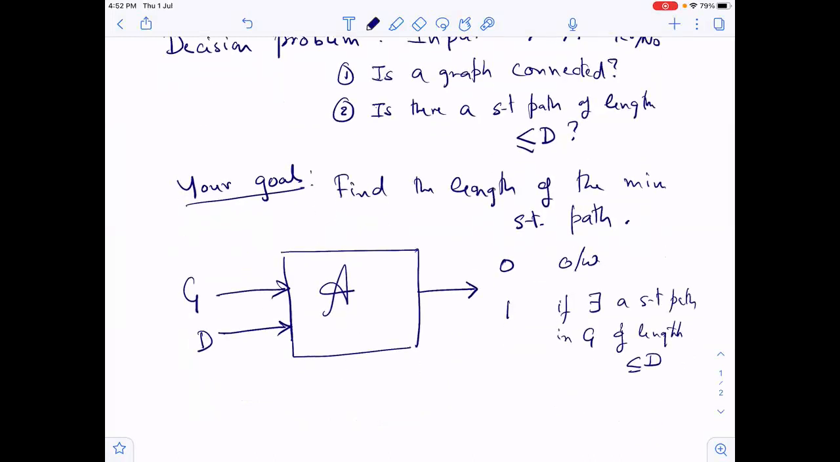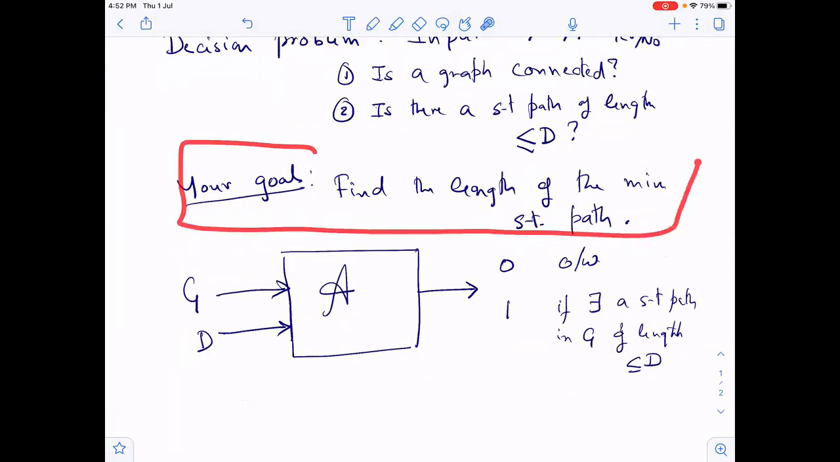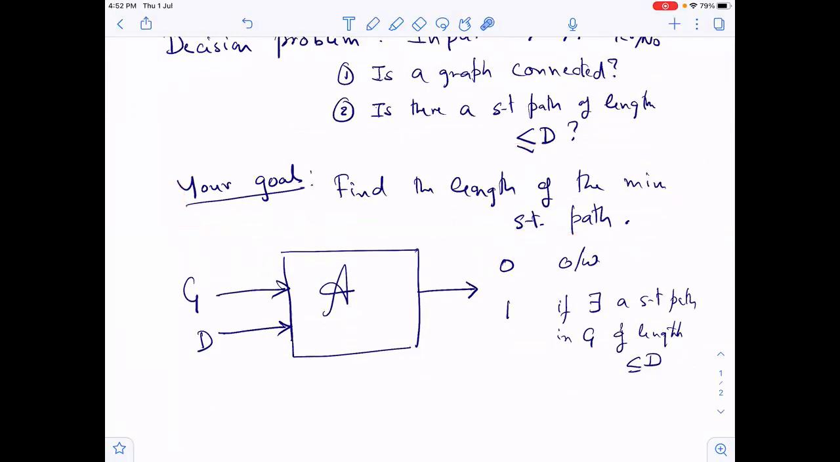Now, you have been given this algorithm. You don't want to go over and do a lot of complicated stuff. You want to use this algorithm, without too much time, to answer your own question, this question. Can you do that?